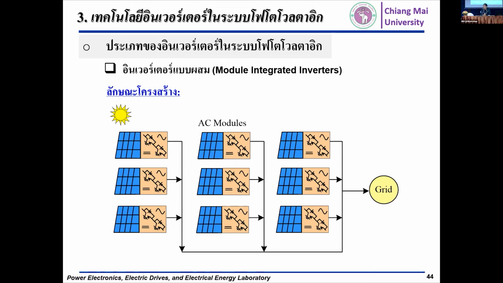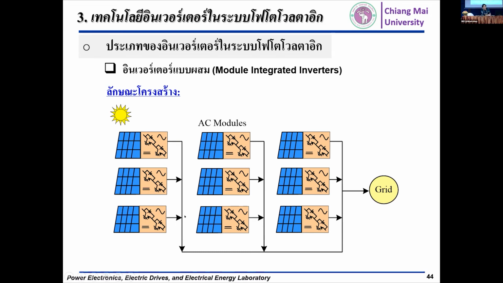It's called the AC module. What is the AC module? The AC module is the module integrated inverter. We use a single panel with a single inverter, generally for standalone application. For grid application, unfortunately, the power is the limit of this AC module application.